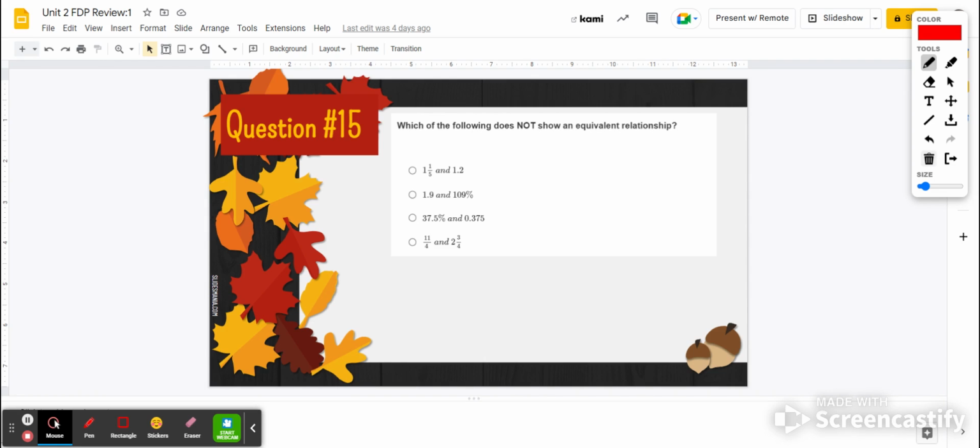Question number 15. Which of the following does not show an equivalent relationship? All right, so let's just take a look at these. 1 1/5, which would be 1 20 hundredths. That's not the same. Wait a minute, time out. That would just be 1.2. 1.9 and 109%. If I move that decimal 2 places to the right to make a percent, I now have 190%, but these don't match. So there is our answer.